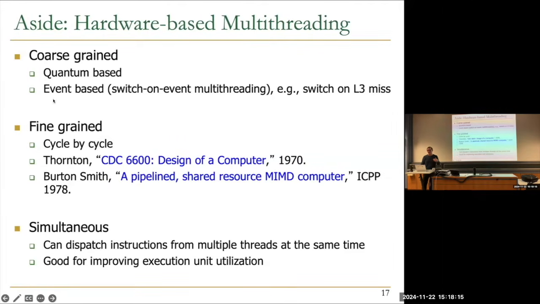So if your coarse-grained granularity is lower and lower, then you want to keep the thread context in the hardware also. So there's some coarse-grained multithreading that doesn't require thread context in hardware, and some coarse-grained multithreading that starts requiring thread context in hardware. You need to have basically multiple sets of registers, right? Maybe even multiple sets of TLBs. Usually that's not done, but it's possible to do.